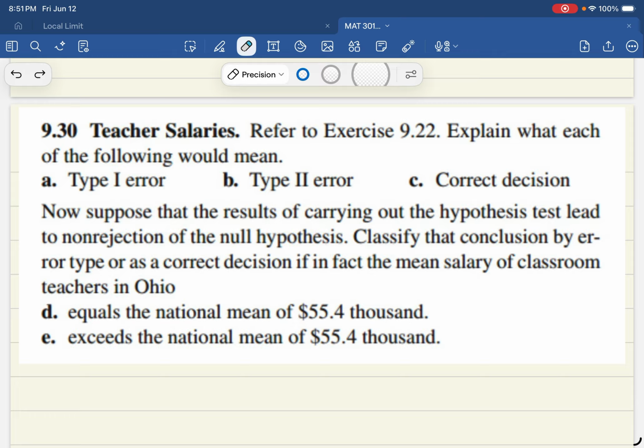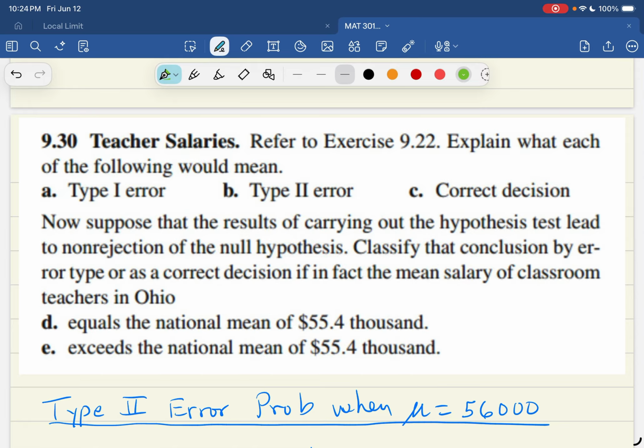Now let's classify these conclusions by error type or as the correct decision. If in fact the mean salary, or mu in this case, equals 55.4 thousand, then if we failed to reject the null hypothesis, we made a correct decision. And in part E, the alternative turned out to be true, and that's the case where we made a type 2 error. Now let's go back and calculate the probability of that type 2 error that we alluded to earlier.